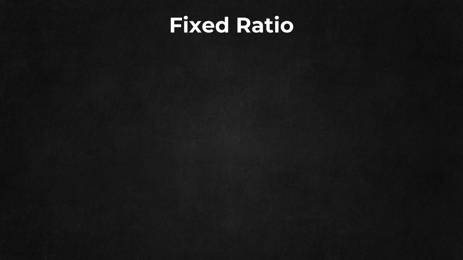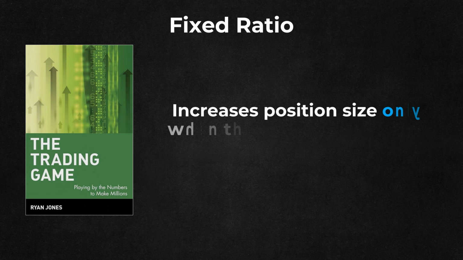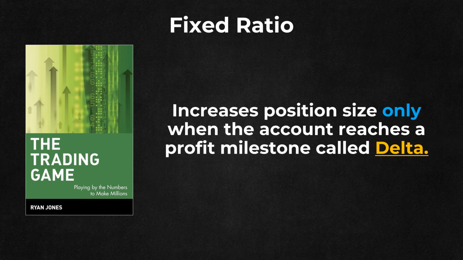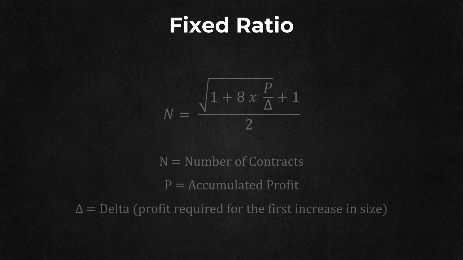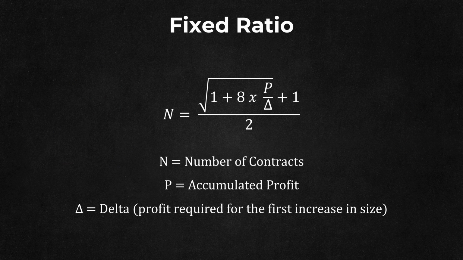This method was created by Ryan Jones, and it was introduced in his book called The Trading Game. In this method, you are only going to increase position size when the account reaches a profit milestone called delta. Ryan Jones establishes a formula for you to calculate the number of contracts you should be trading according to accumulated profit in your account and the delta, which is defined by the trader.